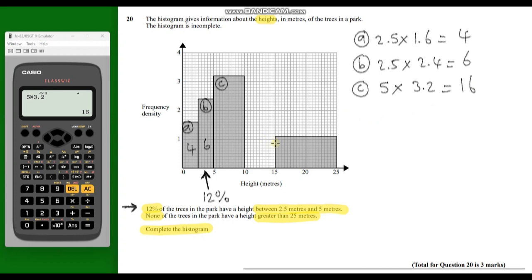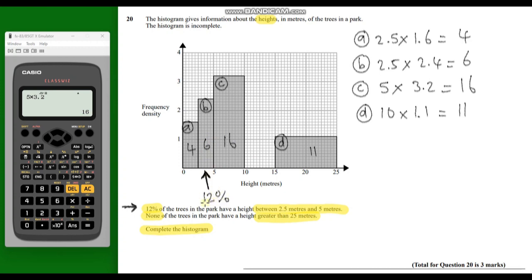16 trees. And then finally, D, this category. Well, it's going to be 10 wide. That should be nice and easy to calculate. And 1.1 high. And yep, that is going to give us 11 trees. So we've calculated, I forgot to write in these values. So 16 and 11.